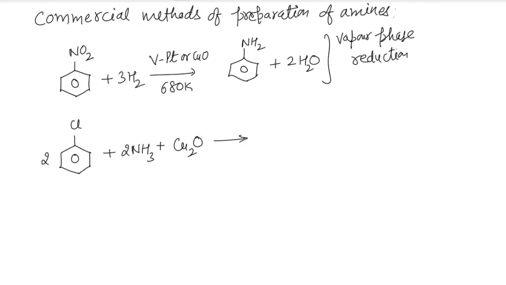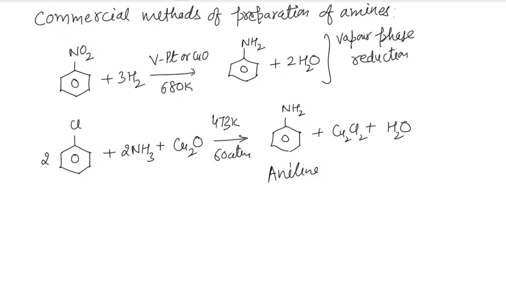Chlorobenzene: vapors of ammonia are passed through the aqueous solution of a mixture of chlorobenzene and cuprous oxide at 473 Kelvin and 60 atmosphere. You have to remember this method. We get aniline along with cuprous chloride and water. So we get aniline either from nitrobenzene or chlorobenzene.